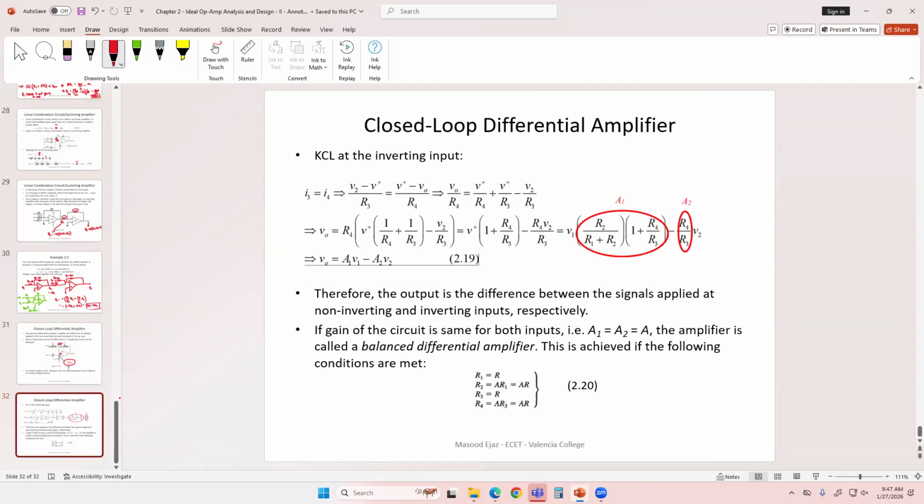So Vout over R4 is equal to, taking this V positive over R4 to the other side of the equation, 2 V positive over R4 plus V positive over R3 minus V2 over R3. We were just manipulating the equation, so that V positive is multiplied by 1 plus R4 over R3, minus R4 over R3 times V2. Again, manipulation of the equation. And finally, we went ahead and wrote down what V positive is.